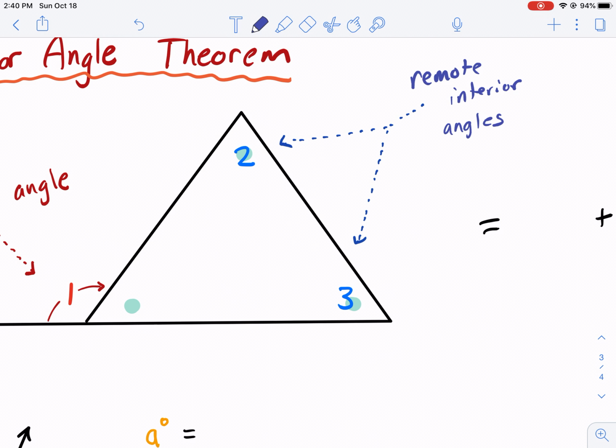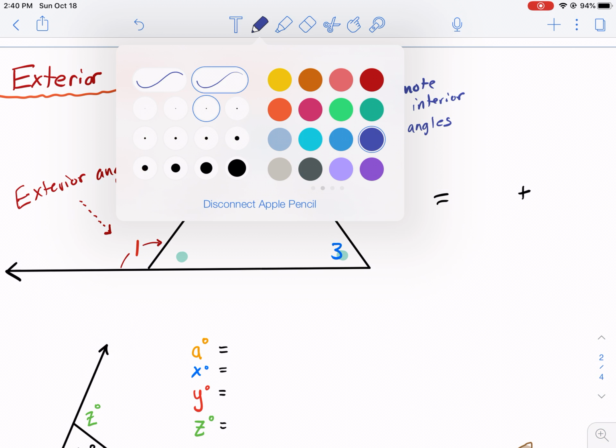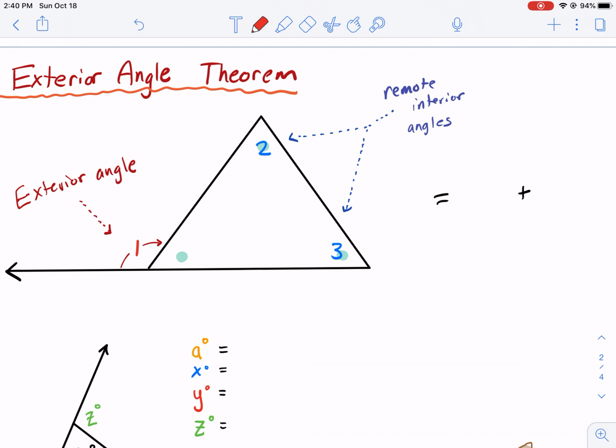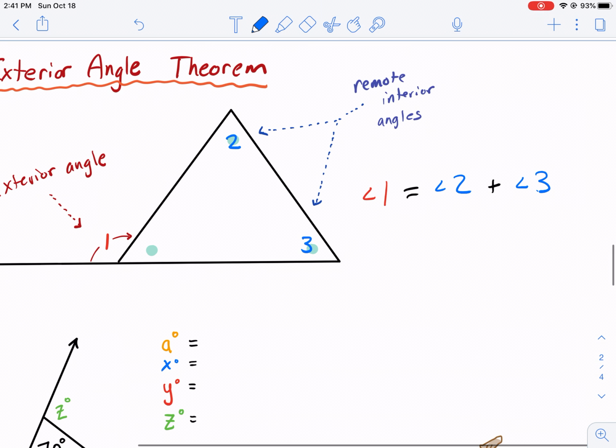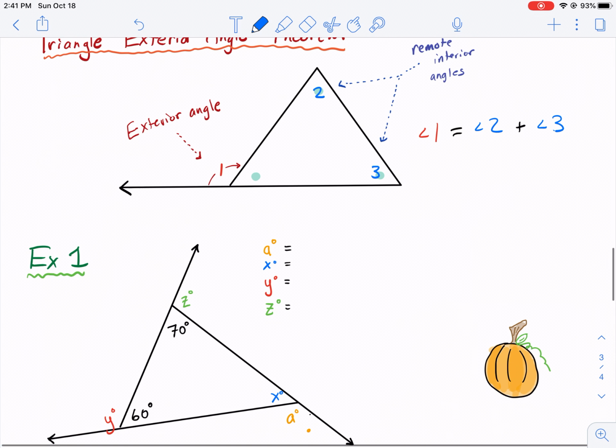Okay, so what's the amazing formula here? The amazing formula is, let me change this color. Angle 1 is equal to the sum of angle 2 plus angle 3. Those two, the sum of 2 and 3, have to equal 1. Okay, and we're going to see how that's put into practice.